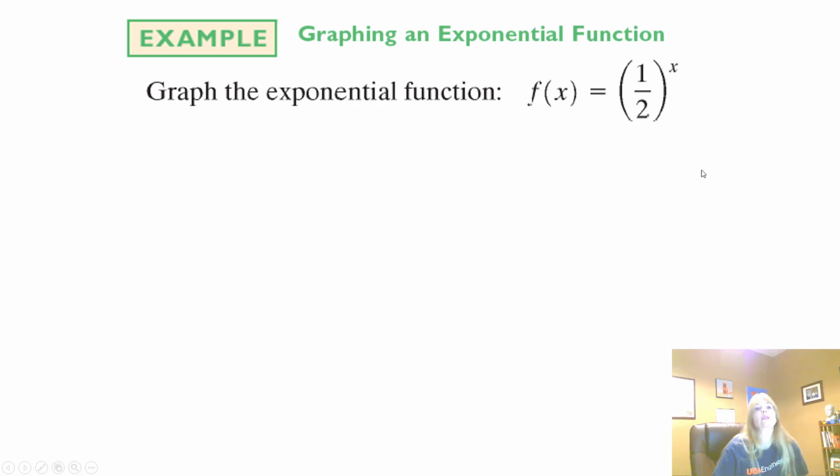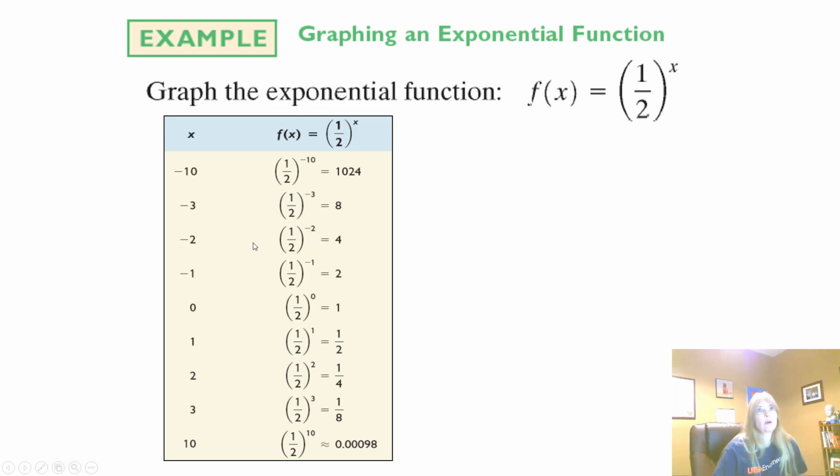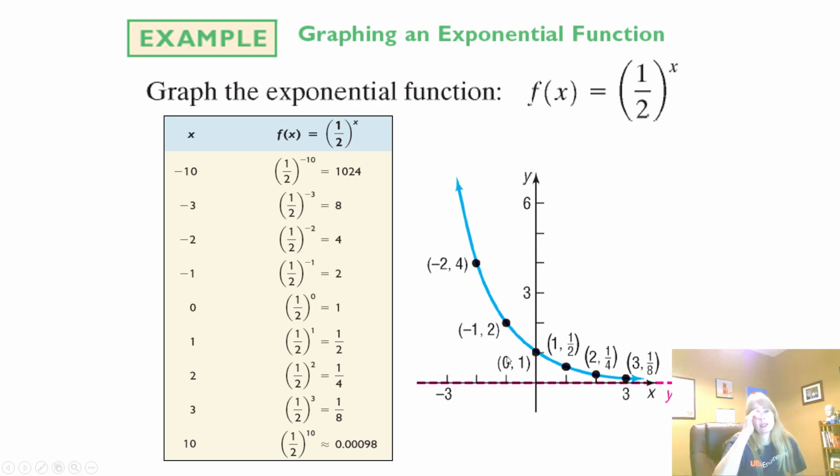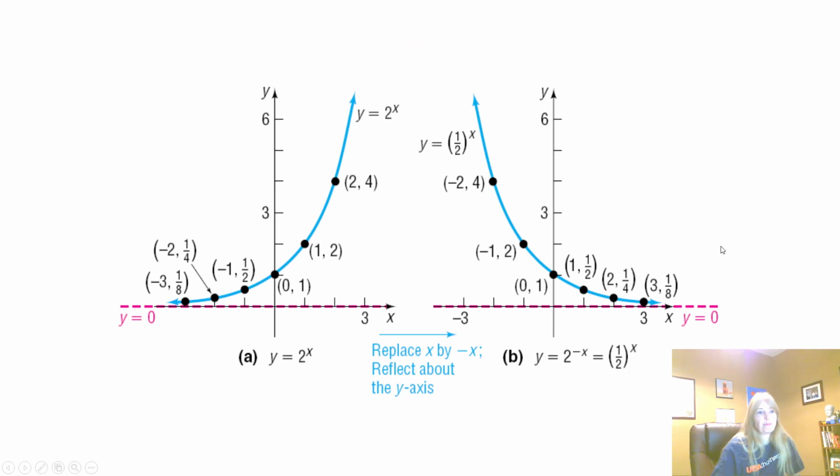Well, if I have something like this now, notice that my a is a value between 0 and 1, or a fraction. If I graph this, what happens here is it's going down. If you think about it, as I'm plugging in these values, my fraction is getting smaller and smaller and smaller, and so this would be a decreasing function.